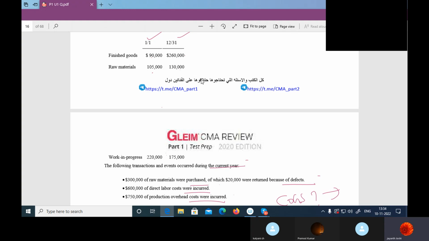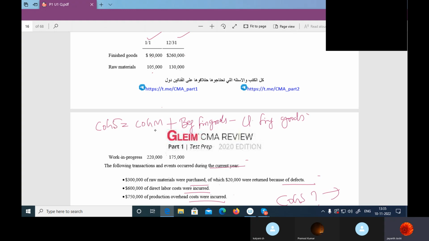I'll write some formulas. COGS is equal to COGM, cost of goods manufactured, plus beginning finished goods minus closing finished goods. Correct? This is the formula for the COGS.